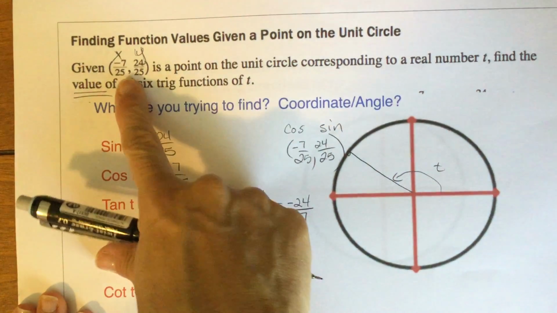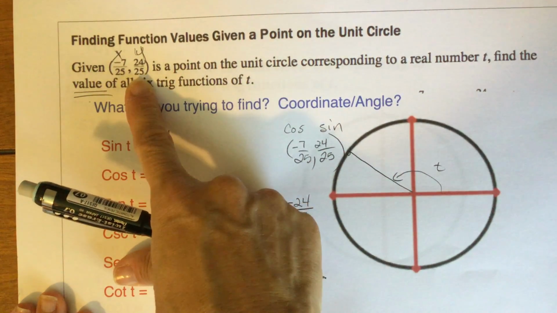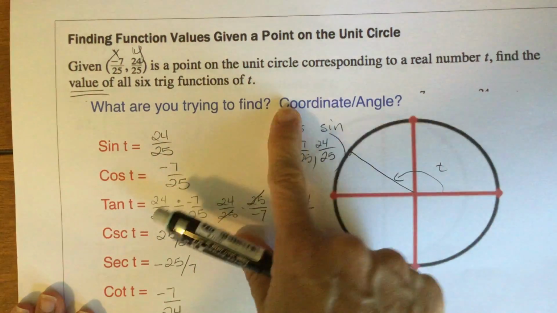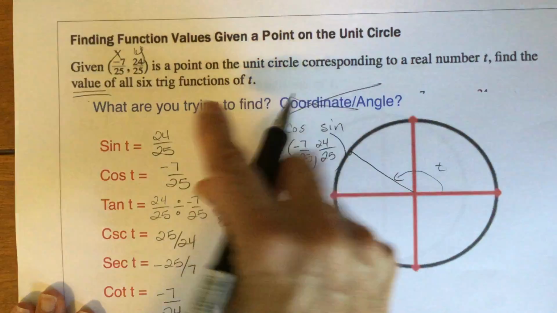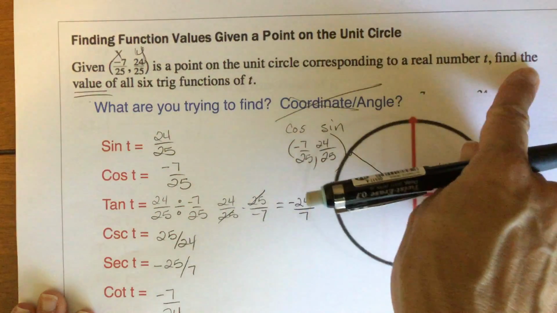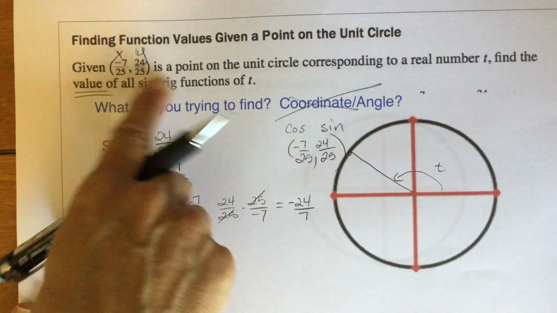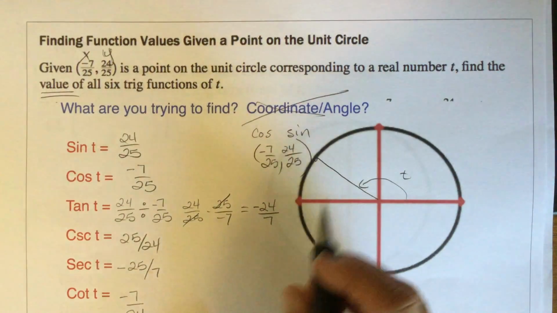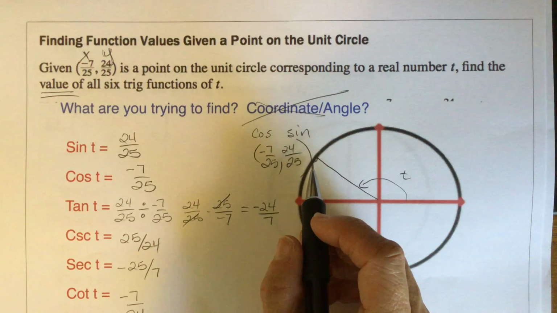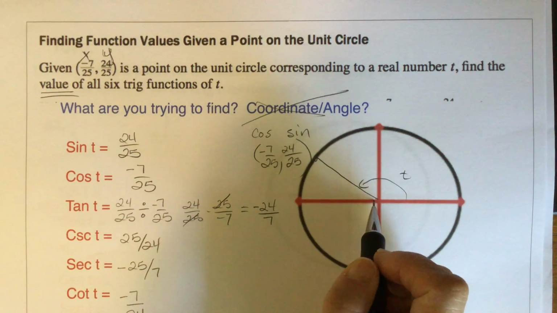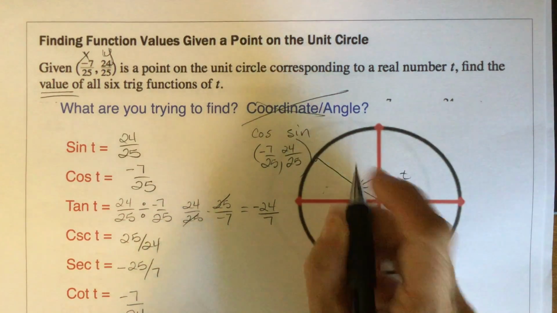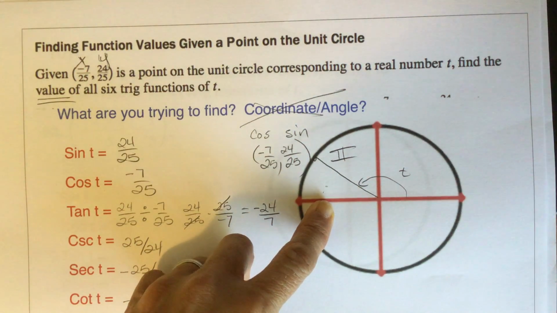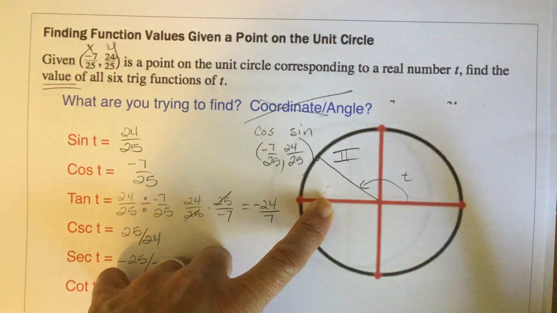So notice that we're not given an angle, we're given a point. And we don't care about the angle. We are not trying to find an angle. We're trying to find the exact values associated with this point. So I kind of drew that in. I know that negative 7/25 and 24/25 are on the unit circle, and they're here in quadrant 2 because that's where x is negative but y is positive.